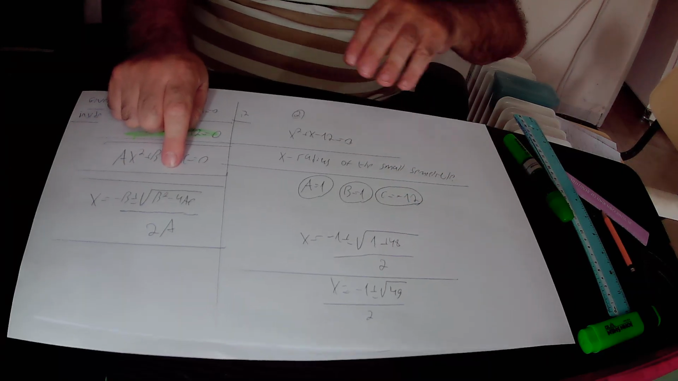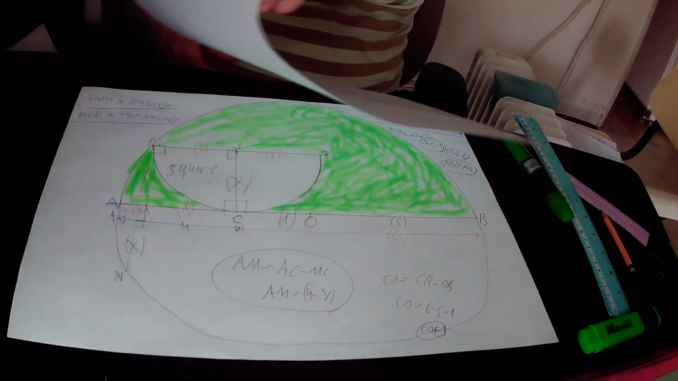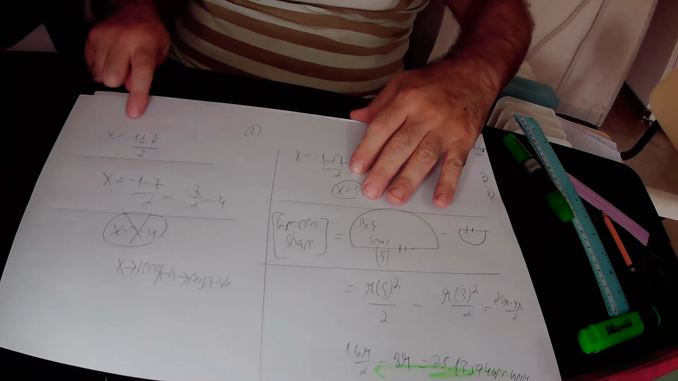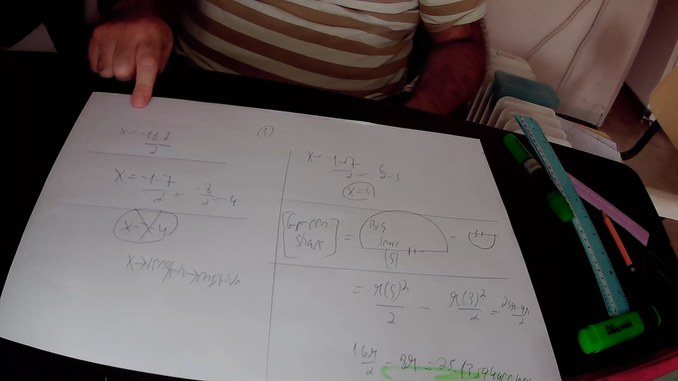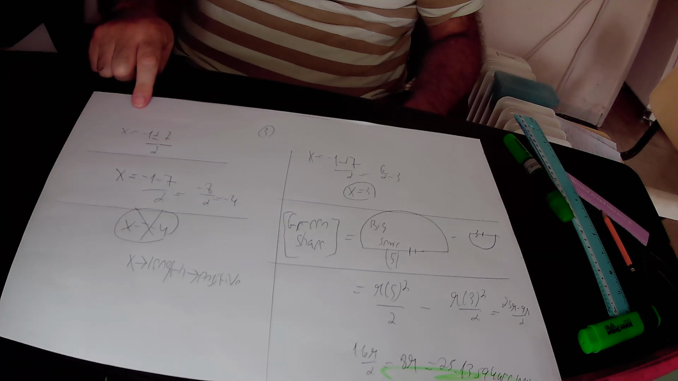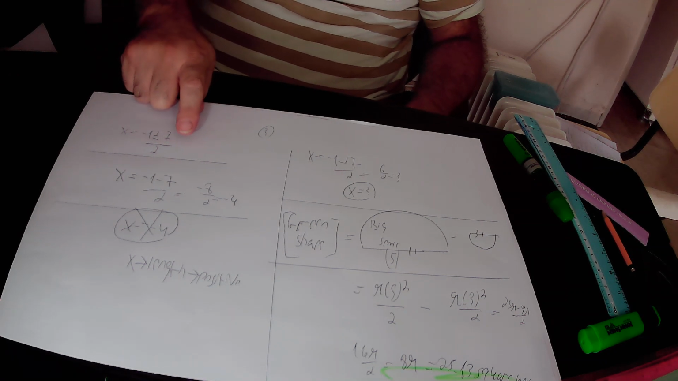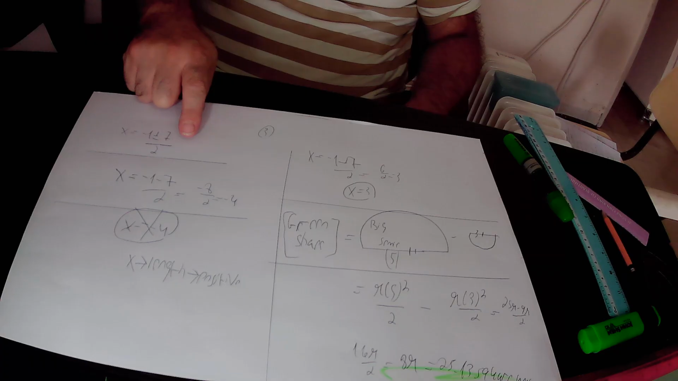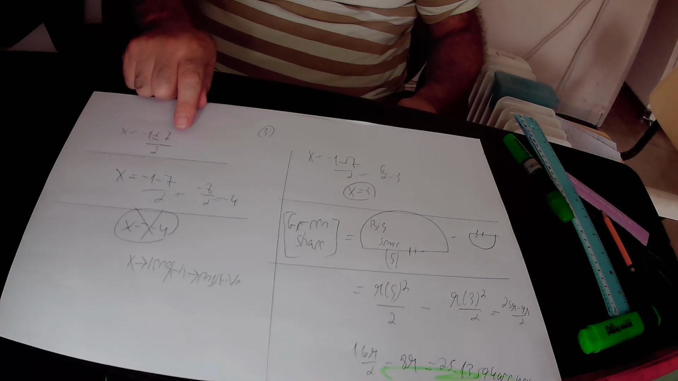The square root of 49 is 7. So x equals minus 1 plus or minus 7 over 2. Here we have two possible solutions for x. The first solution is x equals minus 1 minus 7 over 2. Minus 1 minus 7 is minus 8, and minus 8 over 2 is minus 4. So according to the first solution, x equals minus 4.